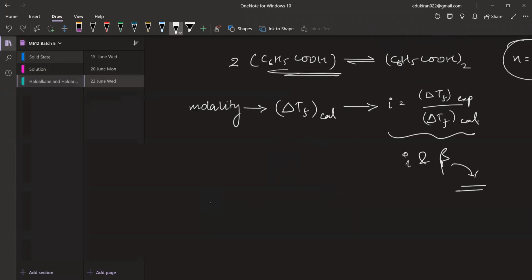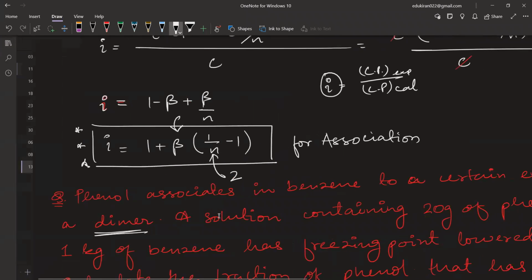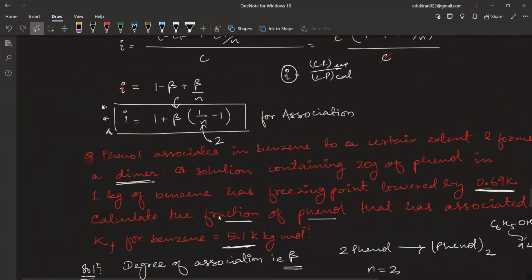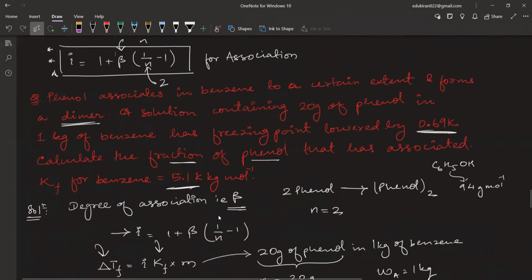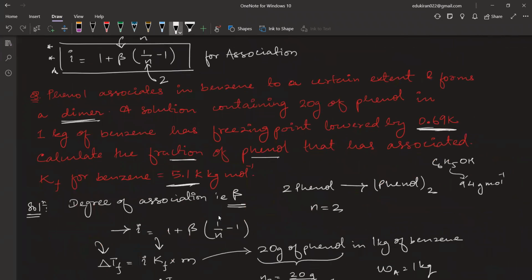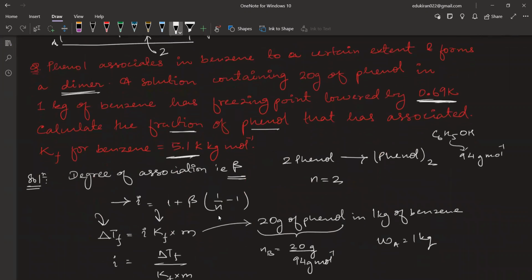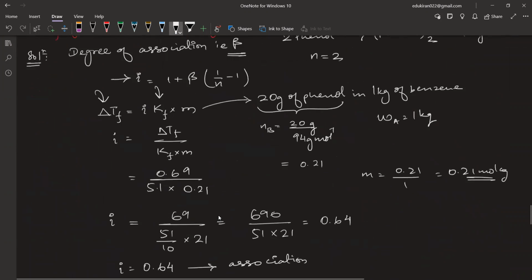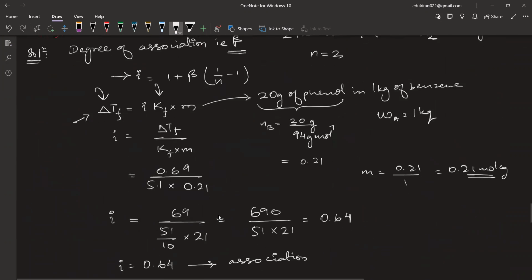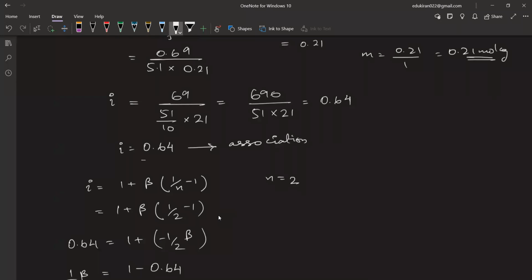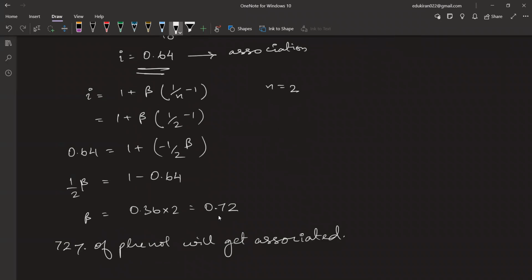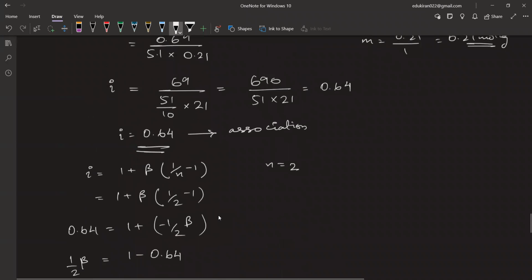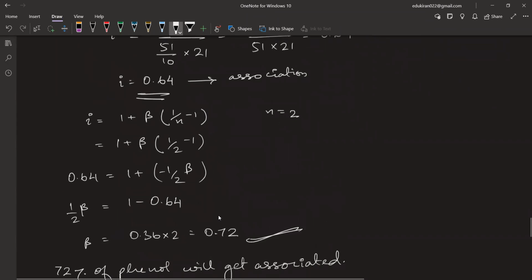If you look at the question that we had done at last, this one: phenol associates in benzene to a certain extent and forms a dimer. A solution containing 20 gram of phenol in 1 kg of benzene has a freezing point lowered by 0.69 Kelvin. Calculate the fraction of phenol that has associated. Kf for benzene is given. It is a very similar question. Here also I calculated delta Tf, and this delta Tf was equal to n into Kf into m. Then we calculated the I, and after that we calculated the beta. Now you got 0.72. You just convert this to 72% in percentage. You have got this as a fraction in decimals, you need to convert this to percentage.